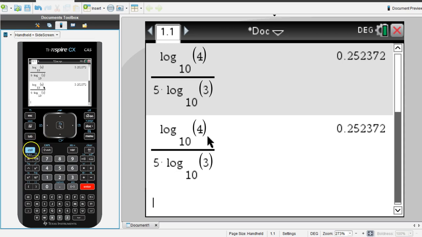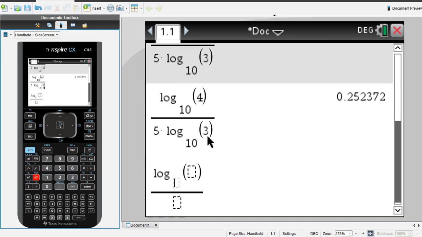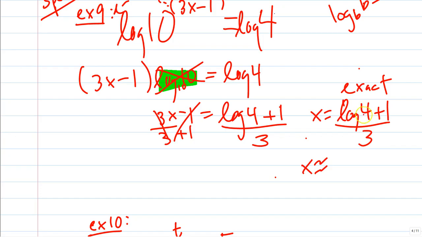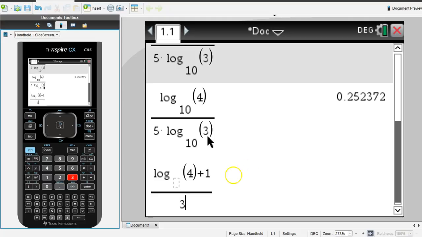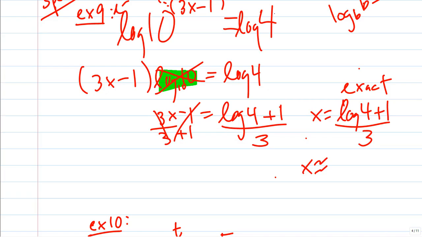If I wanted an approximate solution or a decimal, log of 4 plus 1 divided by 3. I'm going to use my fancy trick, Control Divide. Log of 4 plus 1, not 11, divided by 3. And let me double check that. So how about 0.53402? That would be our approximate solution.